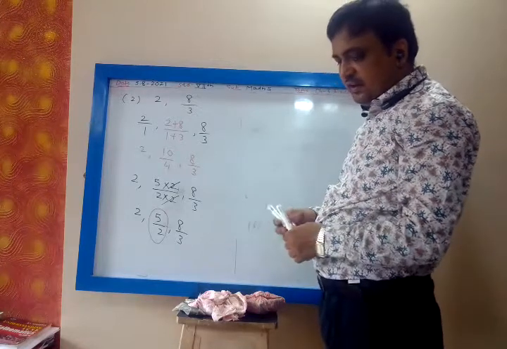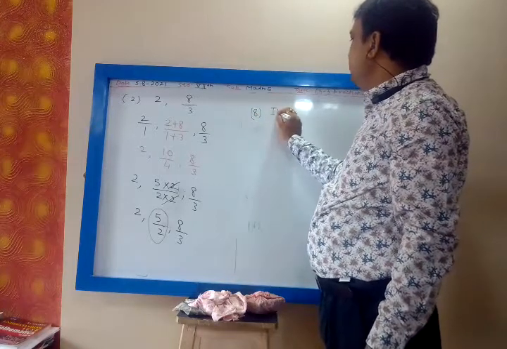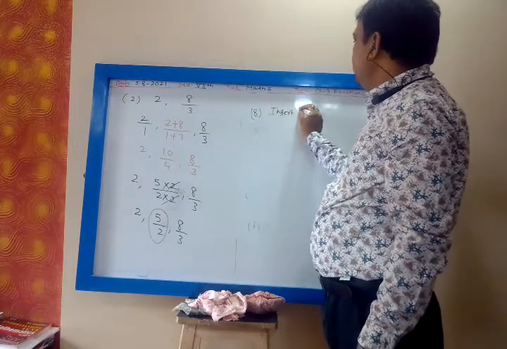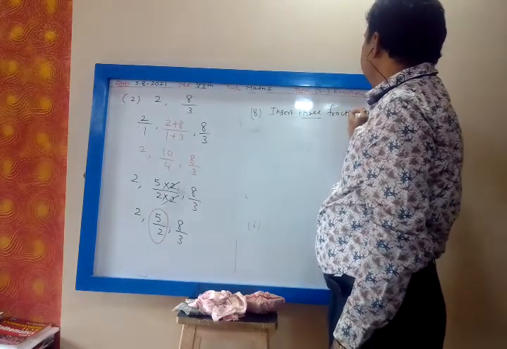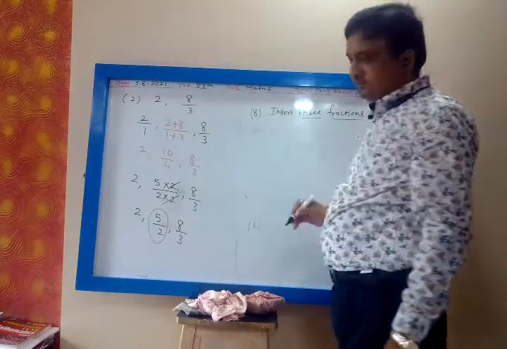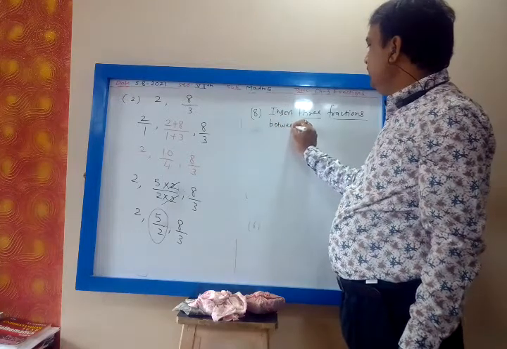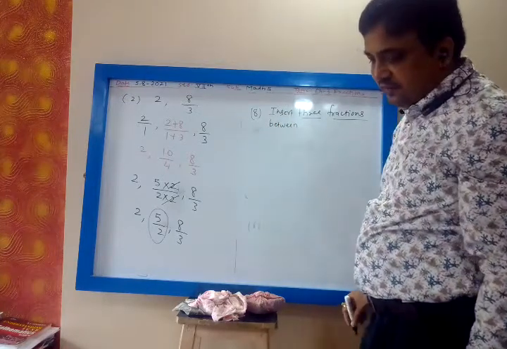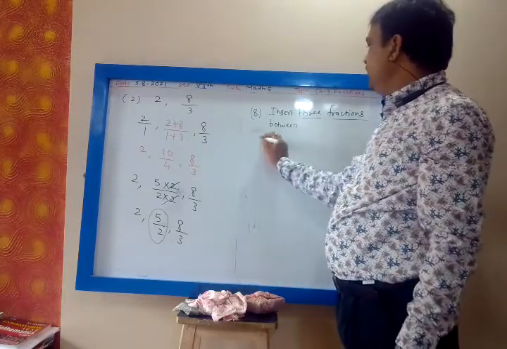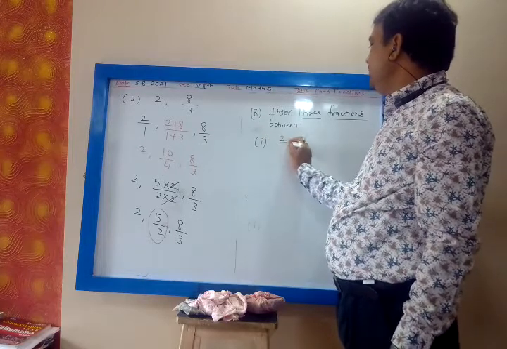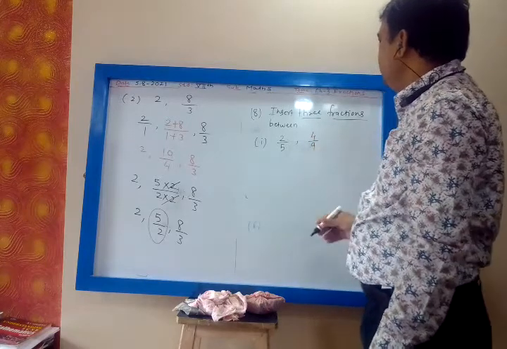8th one, insert 3 fractions. Insert 3 fractions between 2 by 5 and 4 by 9. First 2 by 5 and 4 by 9. Okay. 2 by 5, 4 by 9.